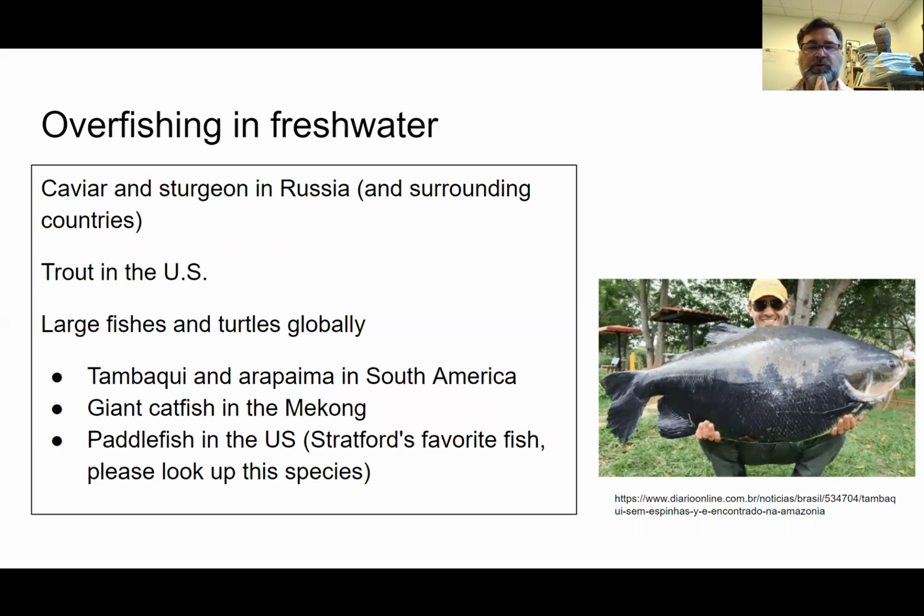That gentleman is holding an extremely large tambaqui, which is a fruit-eating fish. So these fish invade the flooded forests in the Amazon and eat fruits that fall into the water. It's an amazing fish and is actually quite delicious. Arapaima in South America, I've seen some of these that exceed 2 meters. And what's happening in both these species is they're still out there, but the size has gone down. So there's very few old fish out there.